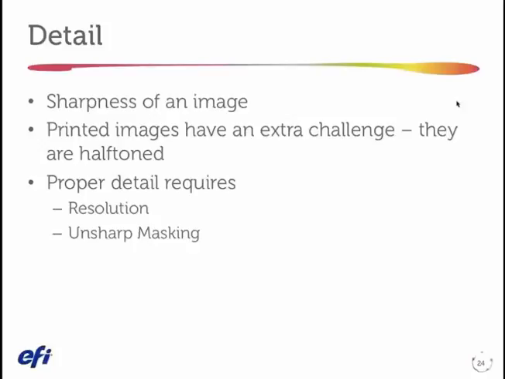In order to get detail to render properly on a digital print, or even any conventional print, I need two things besides a focused photograph to start with. I need to have enough resolution in the image to fill the area that I'm trying to print with it, and I probably need to apply some digital sharpening, what we call Unsharp masking.